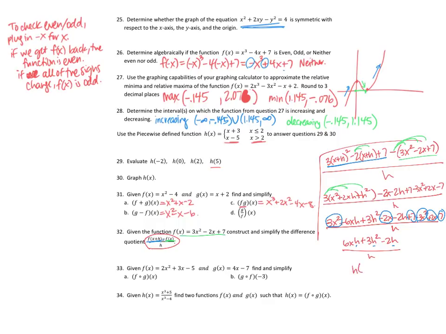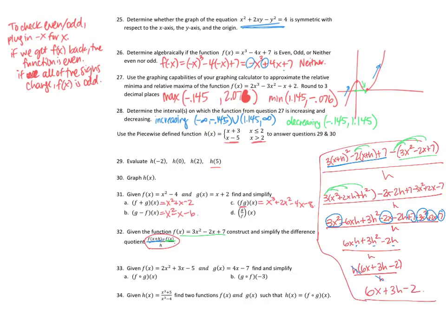So I'll have h times, when I factored the h out of this first term, all that's left is 6x. When I pulled an h out of this 3h squared, I have a 3h left. And when I pull an h out of this negative 2h, I just have negative 2. And then all of that's divided by h. And now I have h divided by h, and that divides to make 1. And so I'm left with 6x plus 3h minus 2. And that's as simple as we're going to get there.